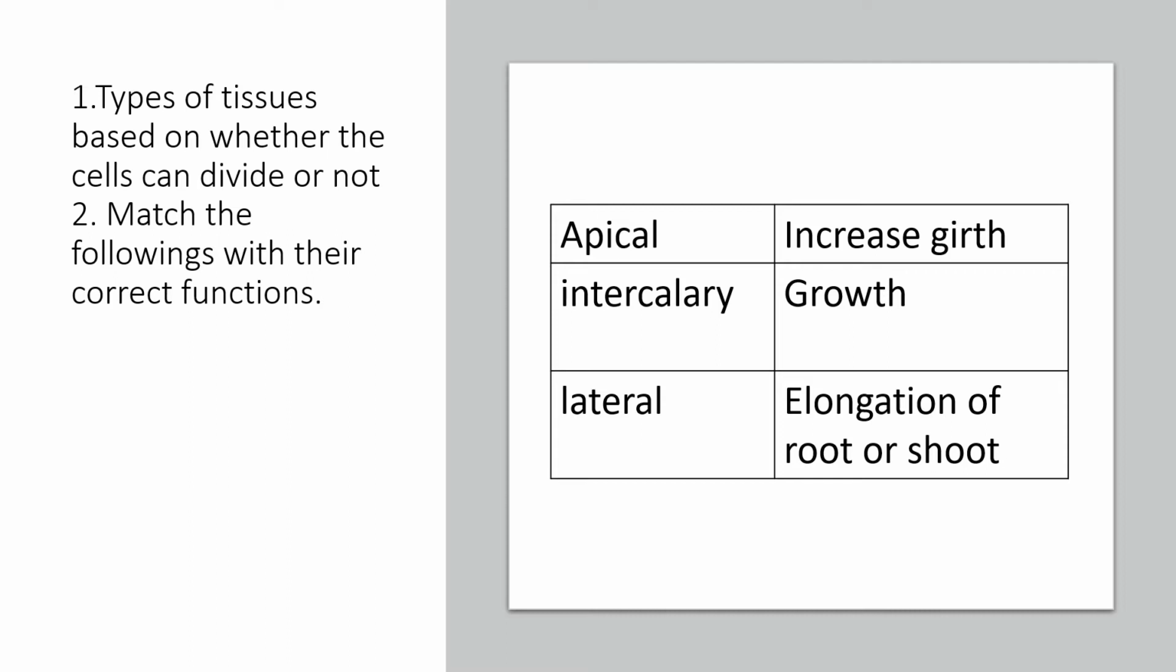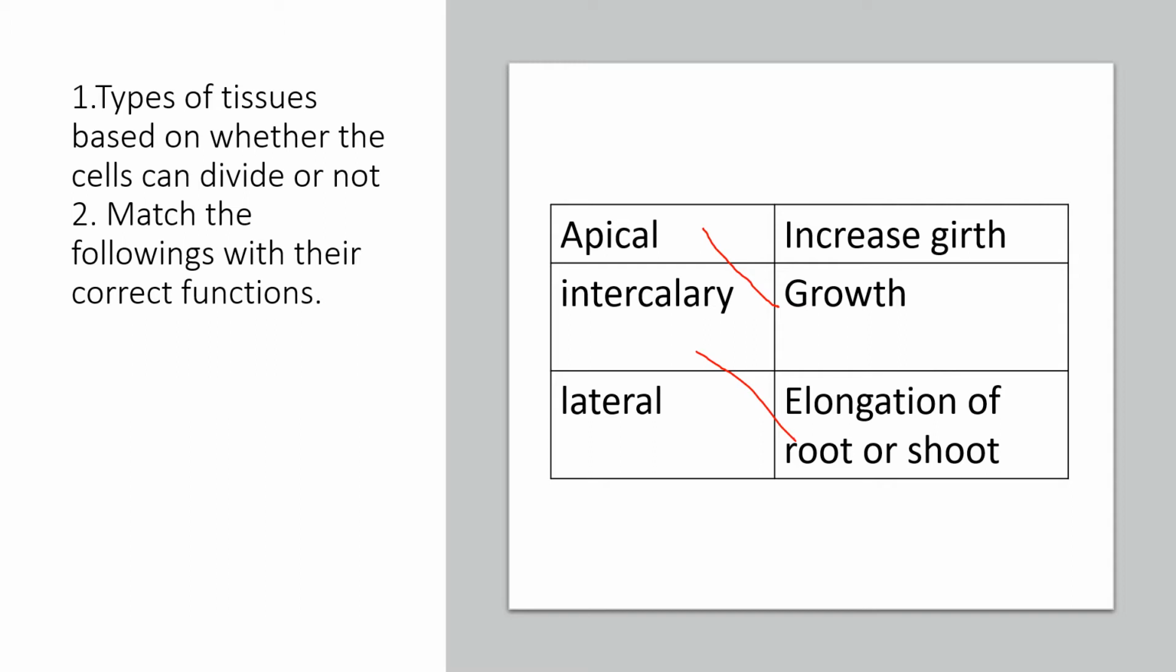Now see the second question. It is saying to match the following with their correct functions. Here you can see the apical meristem, intercalary meristem and the lateral meristem, along with some randomly arranged functions. The apical meristem has the function of growth, the intercalary meristem is responsible for elongation of the shoot and the root, and the lateral meristem is responsible for increase in girth.